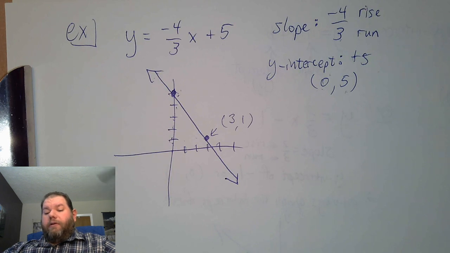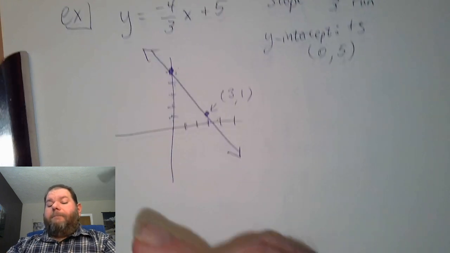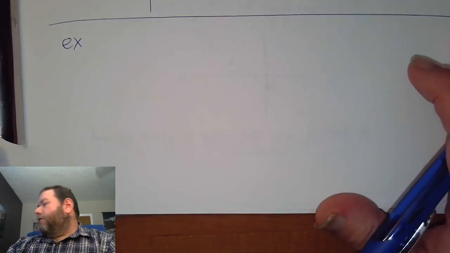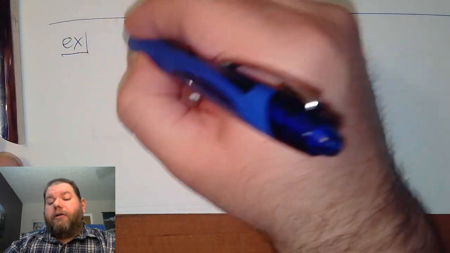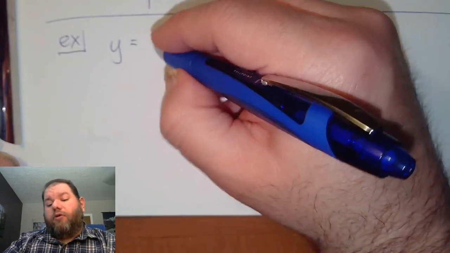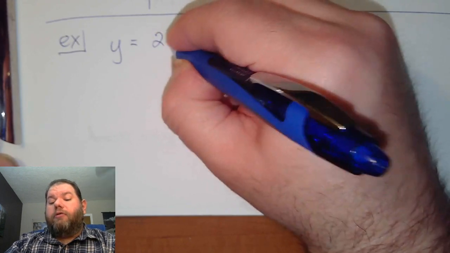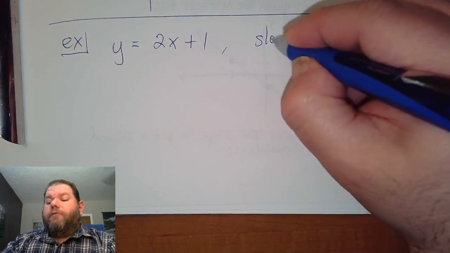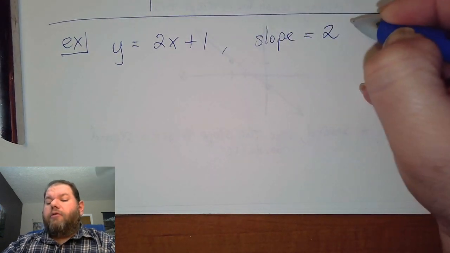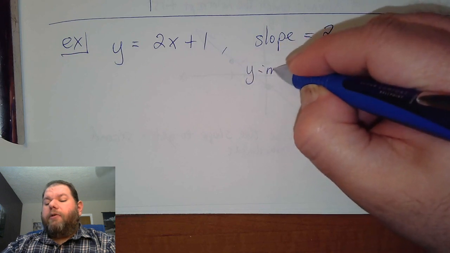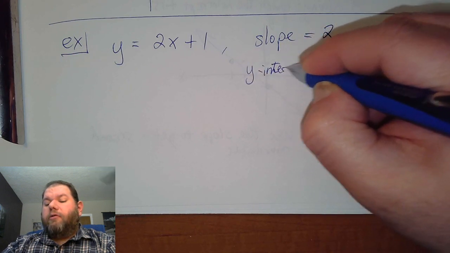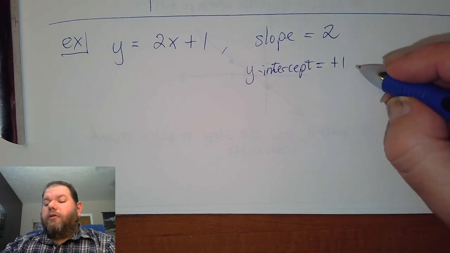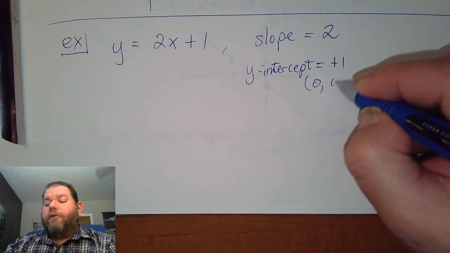All right. Now, both of those examples, we had fractional slopes. But what if our slope is a whole number? Y equals 2x plus 1. So our slope is 2, and our y-intercept is plus 1, which we can think of as a coordinate 0, 1.